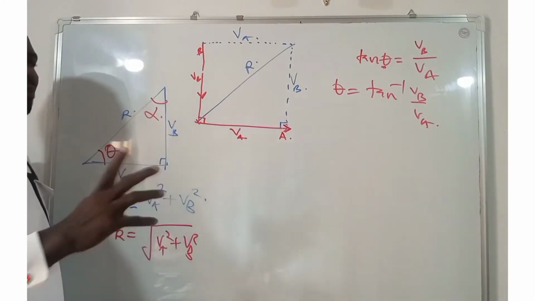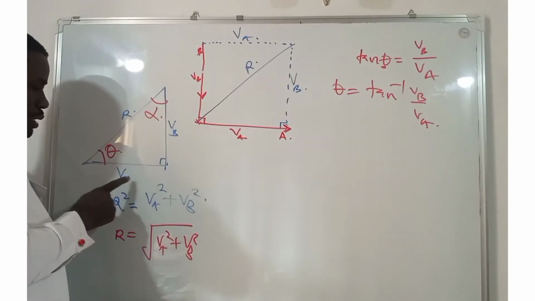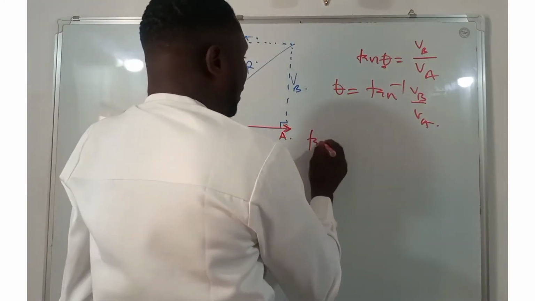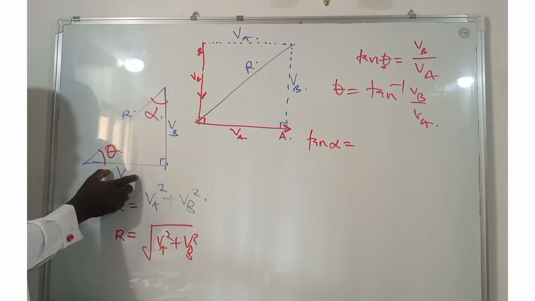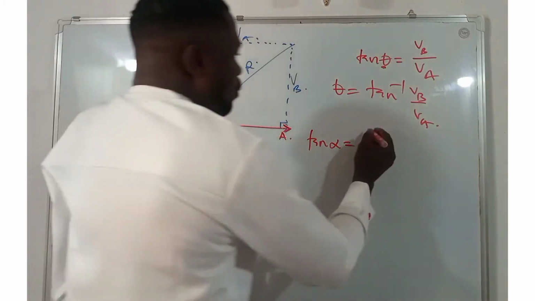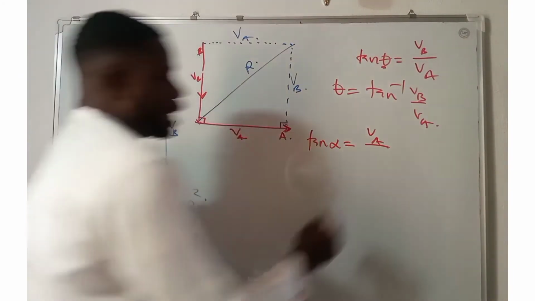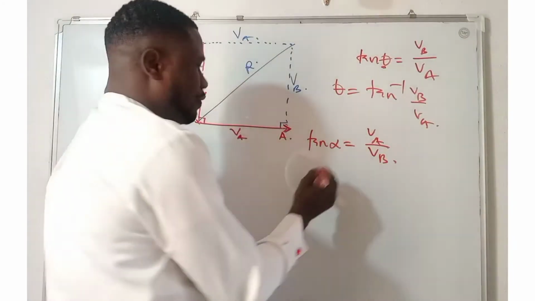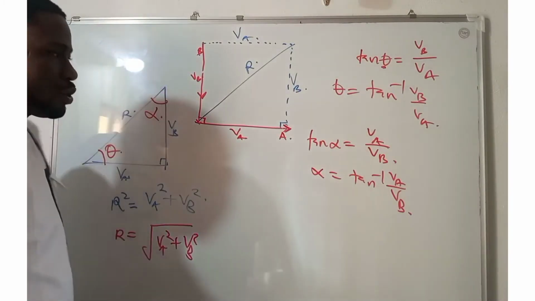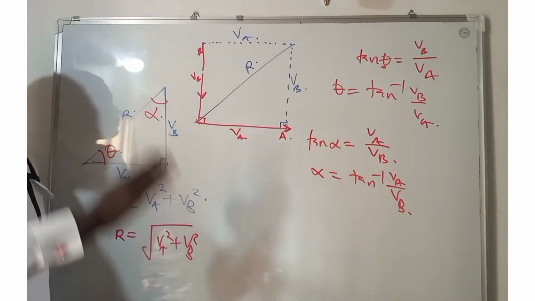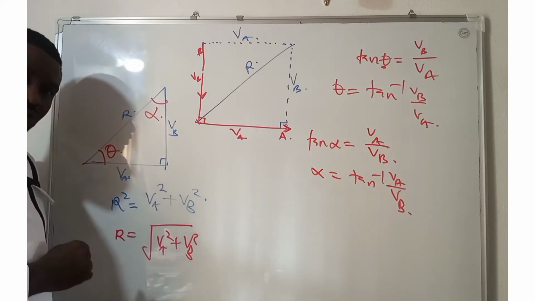When someone is doing that, another person may decide to calculate this angle instead. Again, tan alpha is equal to opposite over adjacent. This VA is facing alpha, therefore VA in this case represents the opposite, all over the adjacent, which has to be this other line, VB. If you go ahead to find alpha, it will be equal to arctan VA over VB. And so at the end, you must have the direction of the resultant, as well as the magnitude of the resultant.